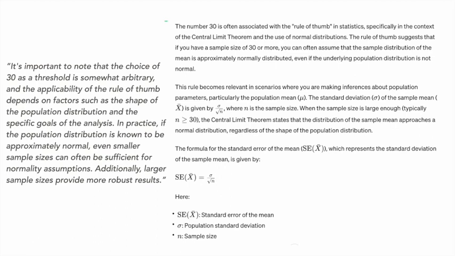The number 30 is often associated with a rule of thumb in statistics, specifically in the context of the central limit theorem and the use of normal distributions. The rule suggests that if you have a sample size of 30 or more, you can often assume the sampling distribution of the mean is approximately normally distributed, even if the underlying population distribution is not normal. This rule becomes relevant when we are making inferences about population parameters, particularly the population mean. The standard deviation of the sample mean is given by sigma by root n.